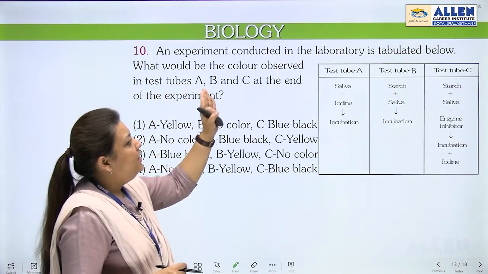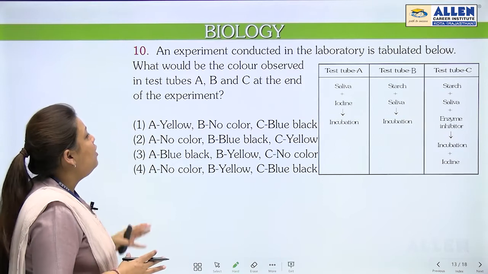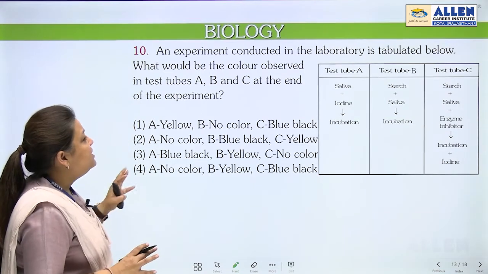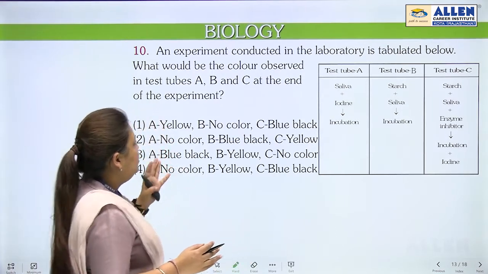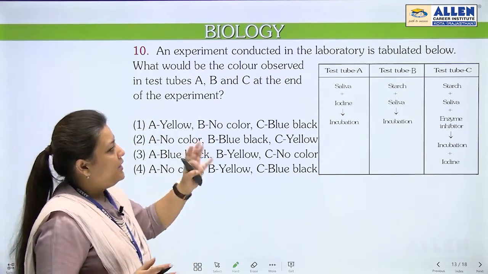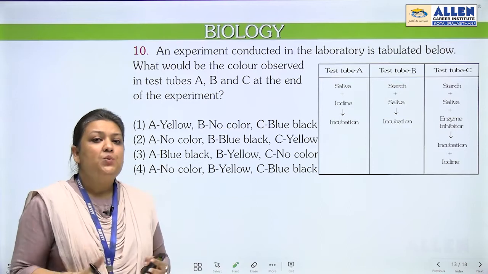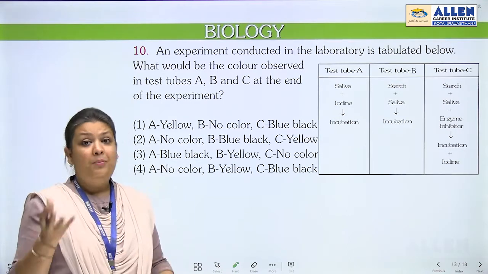An experiment conducted in the laboratory is tabulated below. What would be the color observed in test tubes A, B and C at the end of the experiment? So see here, there is presence of starch and iodine. As you know, when iodine reacts with starch, there will be formation of blue-black color.